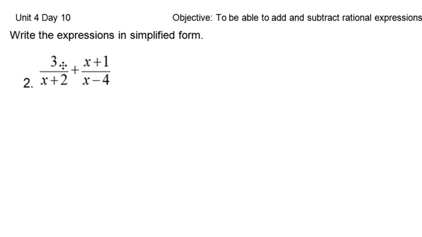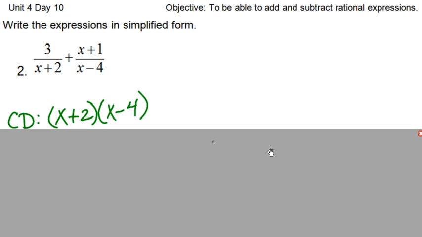One fraction has our factor of x plus 2. The other one has a factor of x minus 4. Our common denominator would have to have both of those elements present. So our lowest common denominator would be x plus 2 times x minus 4.